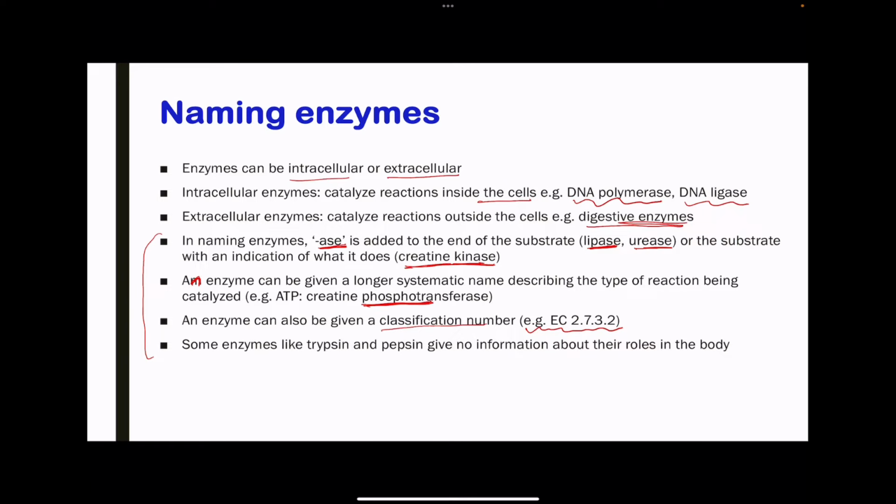And some enzymes like trypsin and pepsin, hearing the names trypsin and pepsin, you cannot know the role or even the type of reaction that these enzymes catalyze. So for some enzymes, their names do not give any hint to the roles that they perform in the human body.